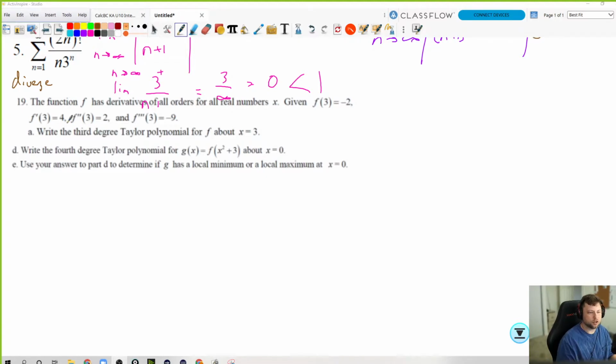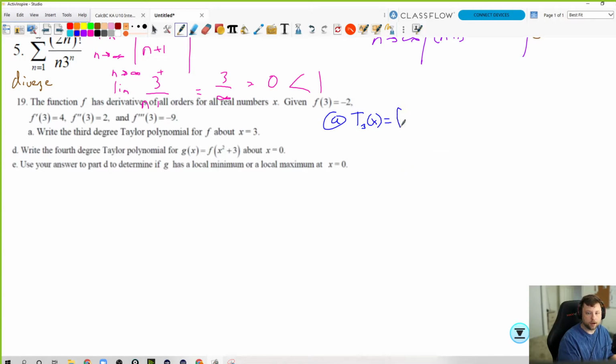19. Okay, so this is an AP style problem, especially this first part, part A. Actually, this whole thing is. The function has derivatives of all orders for real numbers x, given f of 3, f prime, f double prime, f triple prime. What's the third degree Taylor polynomial? So if I'm doing step A, the first thing I'm doing is just writing out a third degree Taylor polynomial formula, right? I would always do this even if you know this by heart. This is good practice. You want this for the AP test.